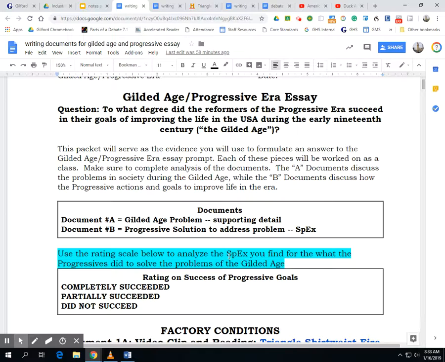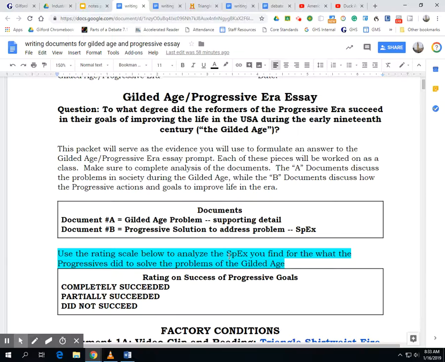Your task is going to be answering a question: to what degree did the reformers of the Progressive Era succeed in their goals of improving the life in the USA during the early 19th century? You will be completing a Gilded Age Progressive Era essay that will examine this question, and the way that you will gain your evidence is through an analysis of document sources.